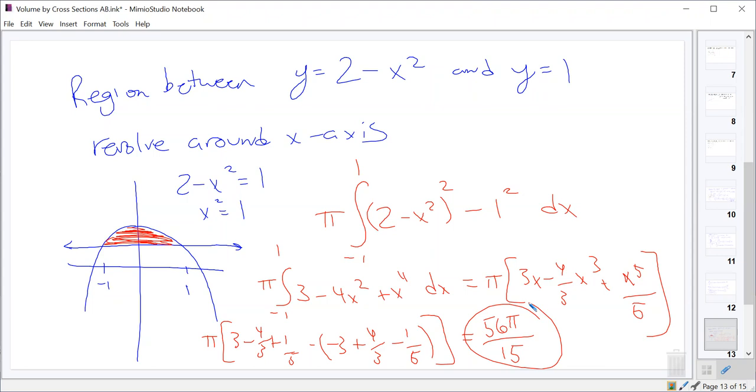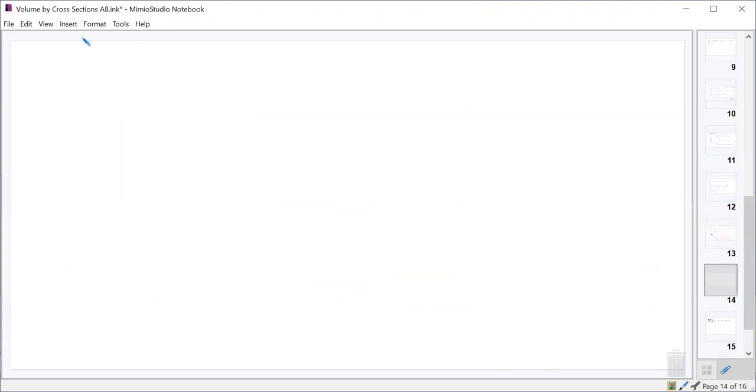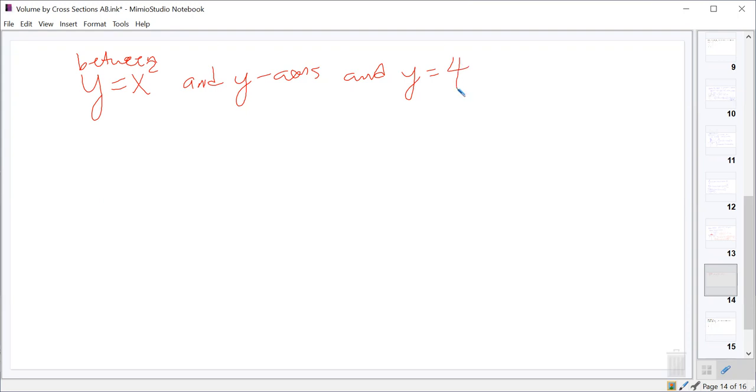All right. I don't think I want to do this next problem first. No, I don't want to do that. Let's take y equals x squared, the region between y equals x squared and the y-axis. And let's say y equals 4. And let's revolve it around the y-axis.